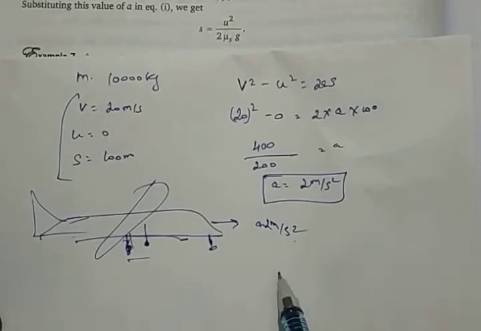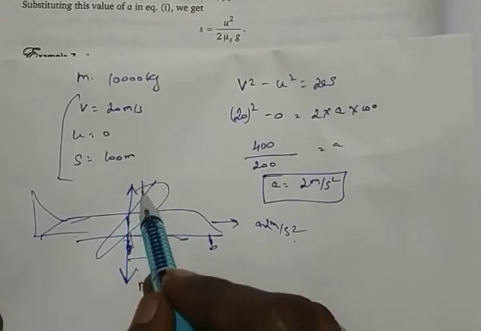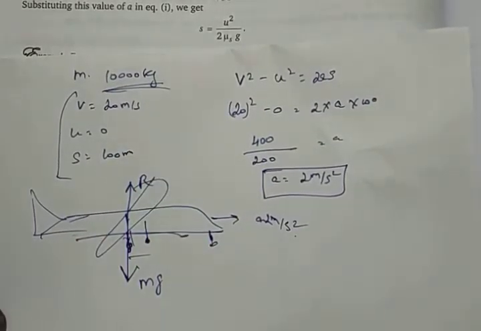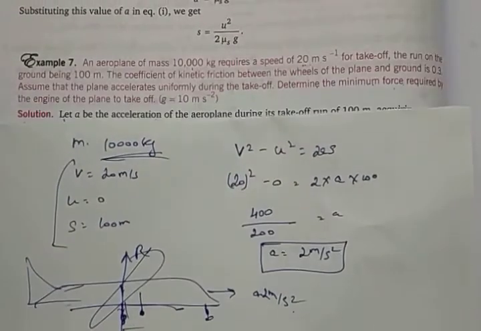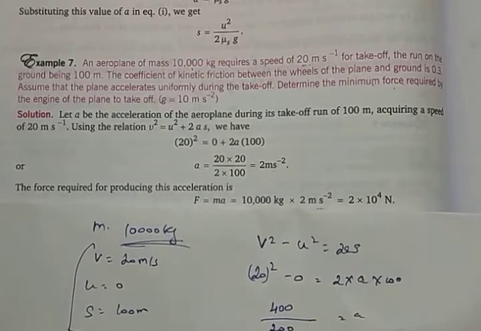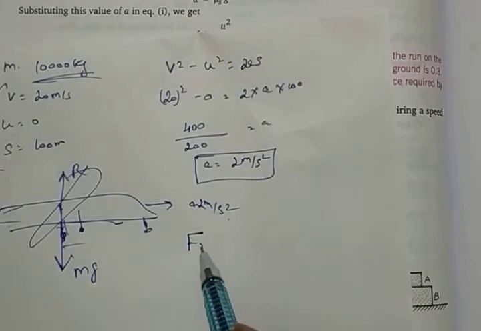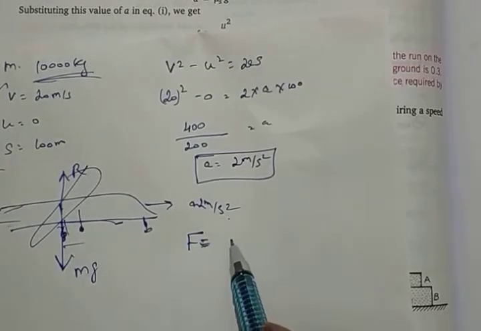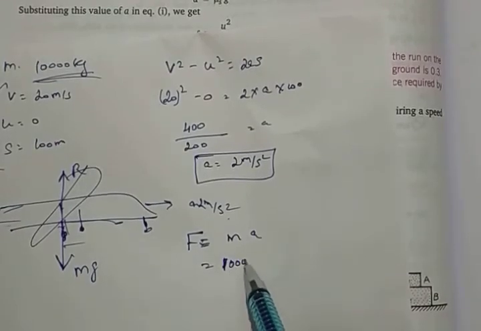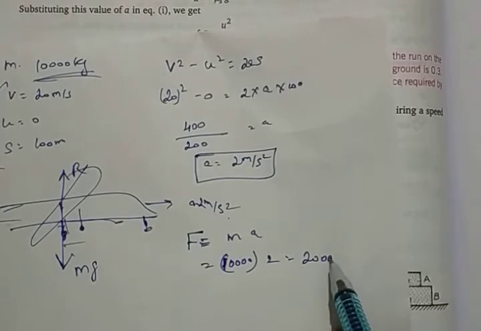Now if this is the one, the force is m into g and it has normal reaction capital R. How much is the mass? This is the mass here. So what we need to find out next is the force required for producing acceleration. How much is the force? The external force producing it is going to be equal to m into a. It is going to be equal to 10,000 into 2. It is equal to 20,000 newtons needed.